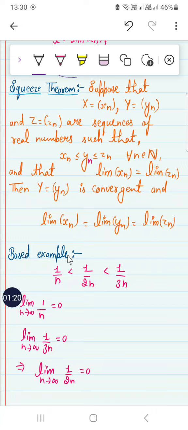Now, based on an example, 1 over n is less than 1 over 2n, which is less than 1 over 3n, right? This is xn, this is yn, and this is zn. If the limit of xn equals 0 and the limit of zn also equals 0, then the limit of yn also equals 0, and it is always convergent. This is a simple example, but there are tougher examples where we have to use the squeeze theorem.